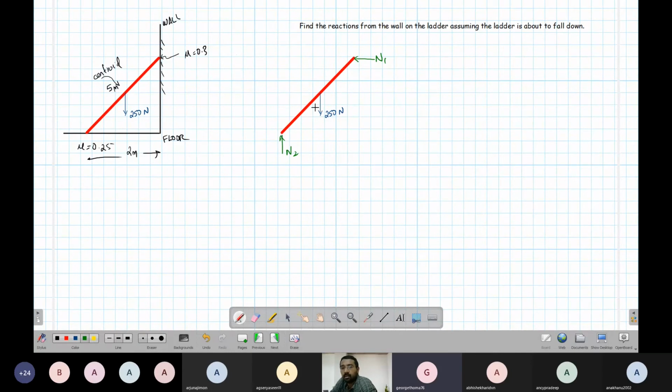At N2, and then at N1. What force? In which direction? Friction. In what direction? In here, positive direction. Yeah, positive direction means right, isn't it? What is the value? What will the value be?